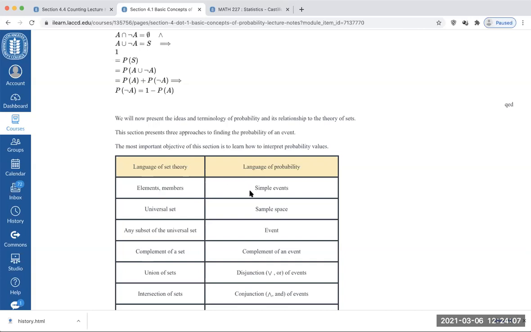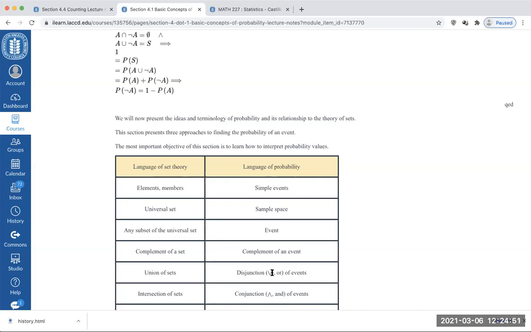Elements, members of a set, are now going to be called simple events. So these simple events are just members of your set. The universal set is now going to be called the sample space. Any subset of the universal set is called an event. The complement of a set is called the complement of an event. The union of sets is called the disjunction of events. It is the or of two events, so event E or event F. Of course, you can have two or more events.